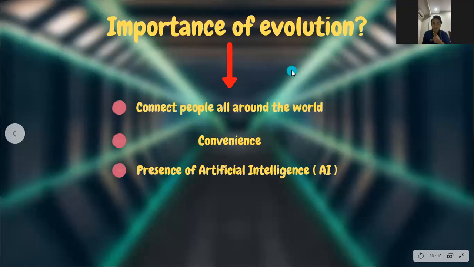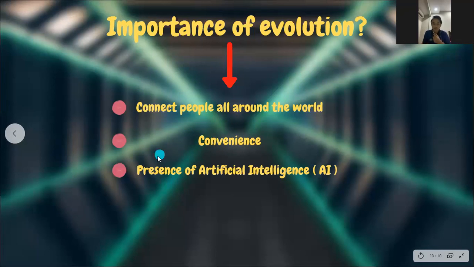So this is the importance of the gaming console evolution. It connects people all around the world by using the internet. Next is convenience. For example, we have the joystick, we have CD-RAM to store the game data, and we can play far away from the gaming console, far away from the television, whenever you want.